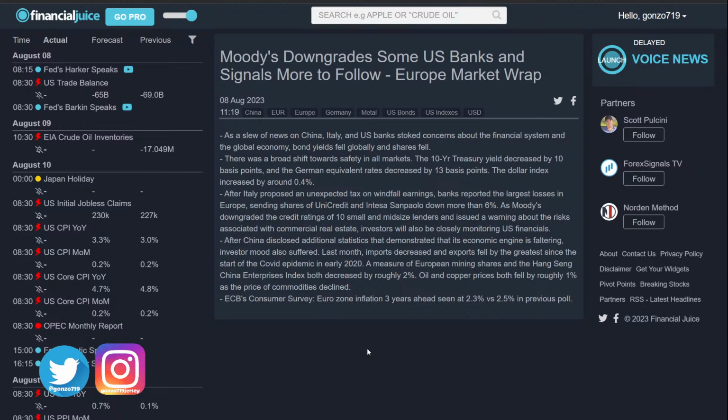And then the ECB's consumer survey: Eurozone inflation three years ahead seen at 2.3 versus 2.5 in a previous poll. That is why you see weakness in oil. That is why you see weakness in financials. And that is why you see the 30-year bond being bought, TLT being bought. The 10-year yield is at 3.9 now, down 2.26%. So that is that. That's big news, right?